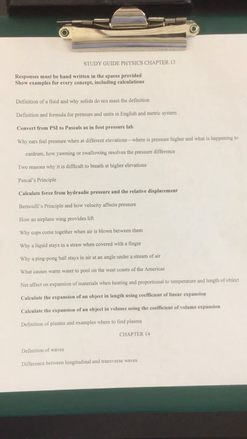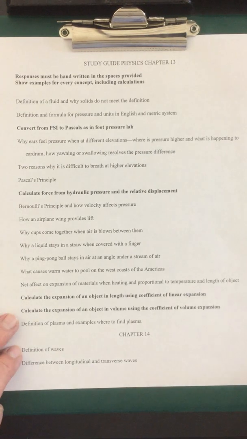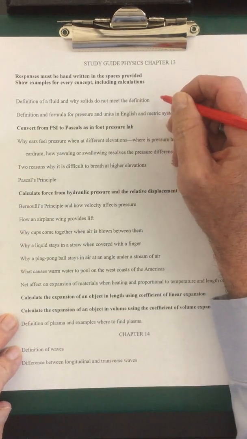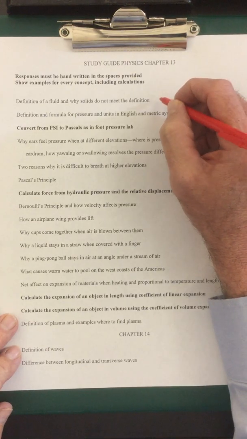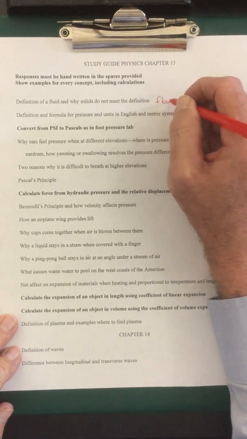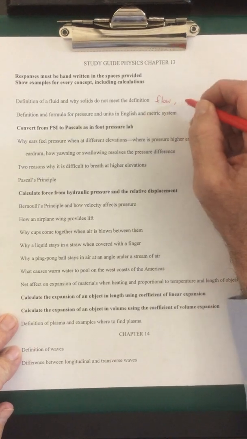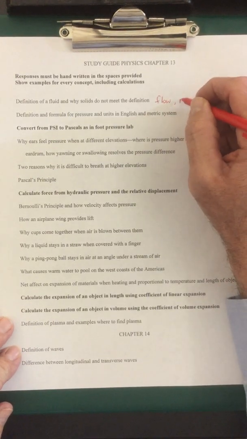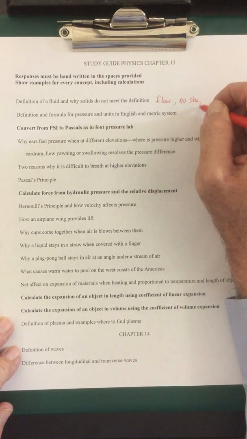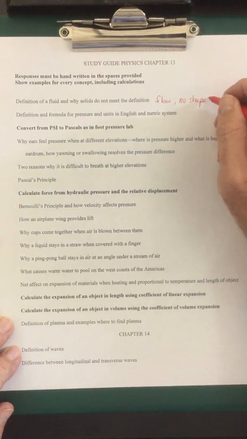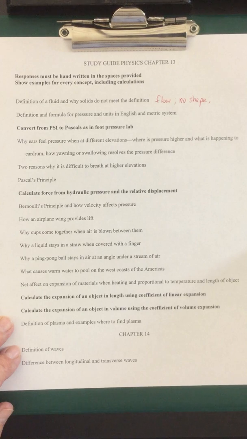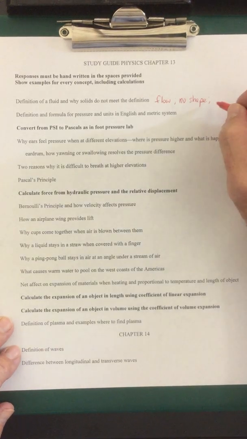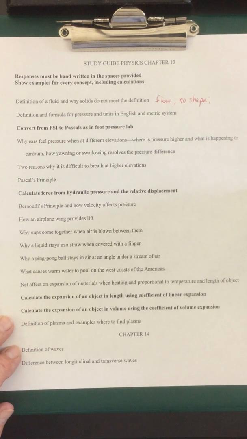Definition of a fluid and why solids do not meet that definition. Well, fluids consist of both liquids and gases. The definition of a fluid is that it's going to flow. It doesn't have a defined shape. Solids have a defined shape, but liquids and gases take the shapes of their containers, and they can't really be contained. So flowing and no shape, those are the criteria for meeting a fluid.